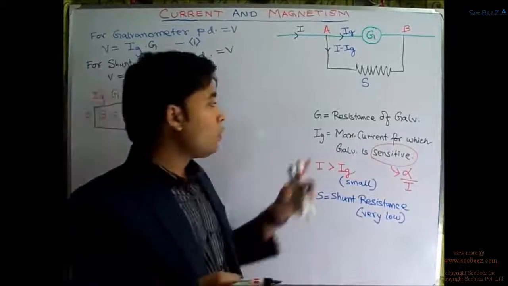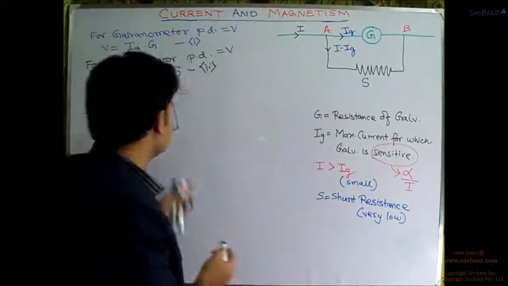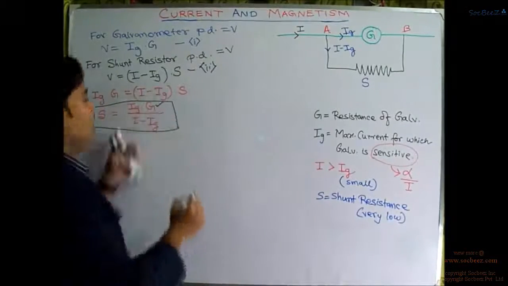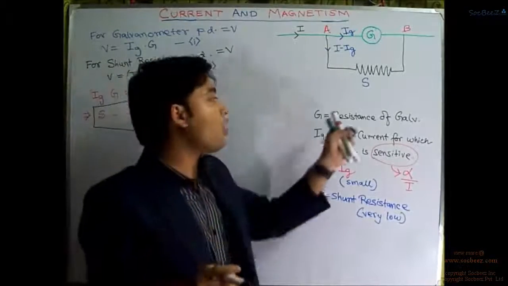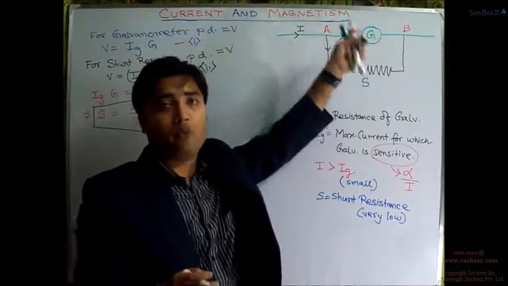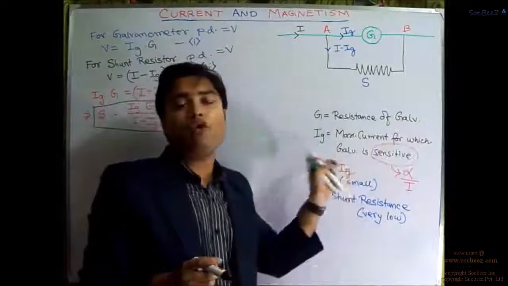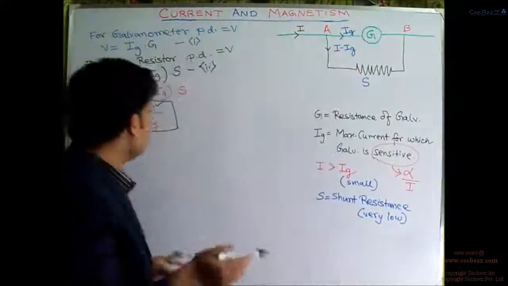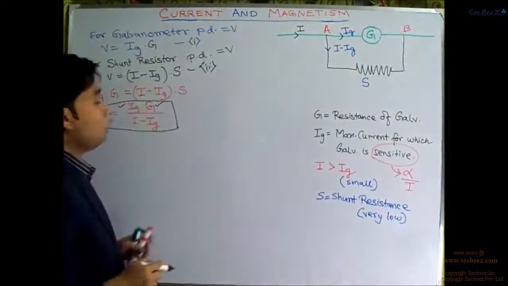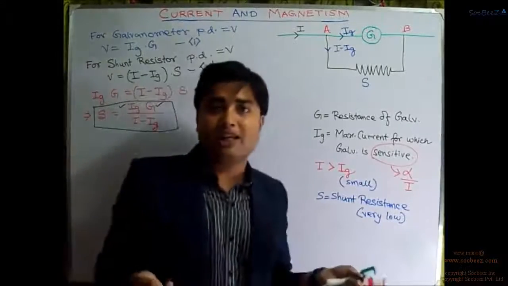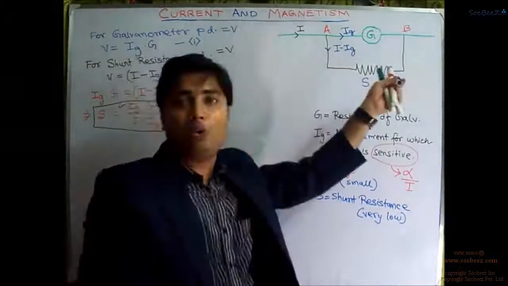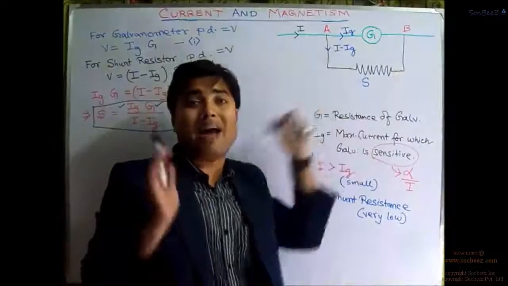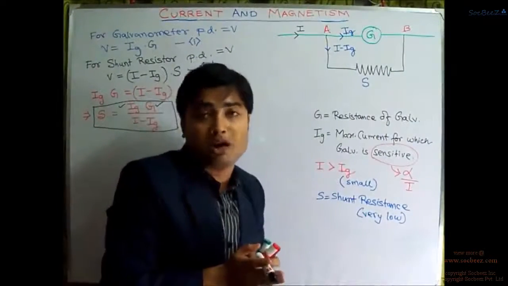Now, wait, do we know G? Yes, we know it. Do we know Ig? Yes, because for a given galvanometer, we know the maximum current for which this galvanometer is sensitive. So we know Ig. Do we know I minus Ig? Obviously, we need to know the value of the maximum amount of current we need to pass through.